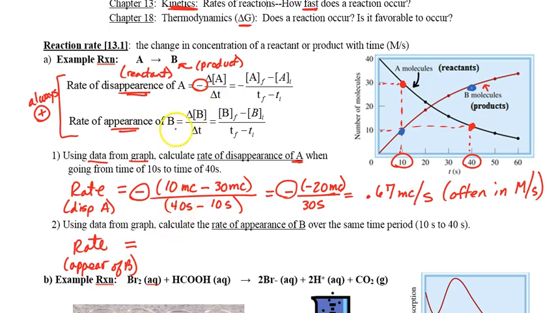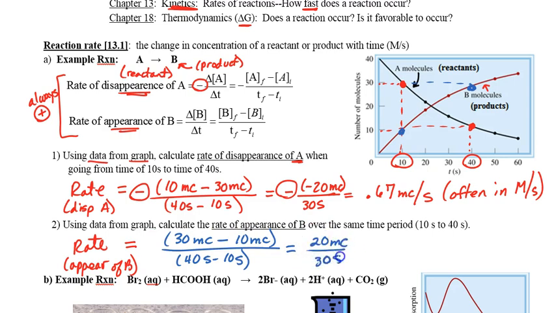So when we do the rate of appearance, we just need the change in concentration. So final minus initial. Final concentration is 30 molecules minus the initial 10 molecules, divided by our change in time, 40 seconds minus 10 seconds. We're doing the same time period from 10 to 40. We have no negative here, so when you subtract 30 minus 10, obviously we get 10 molecules divided by our 30 seconds, which comes out as our same 0.67 molecules per second.